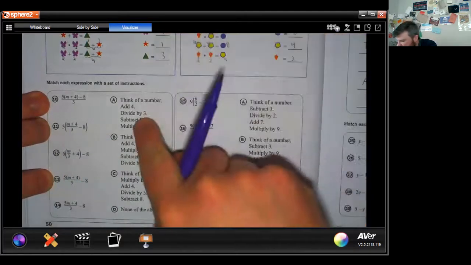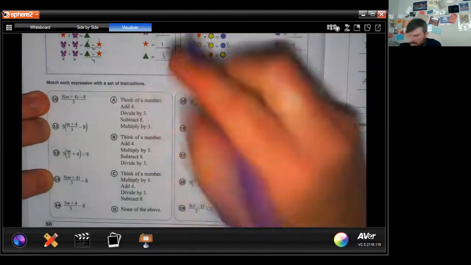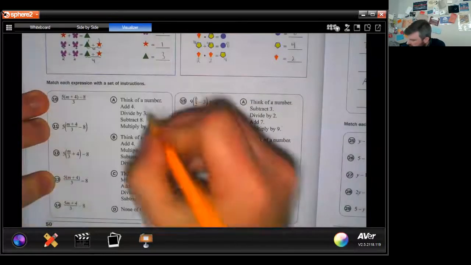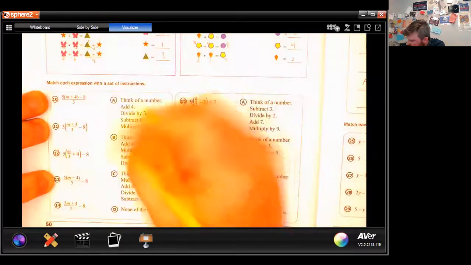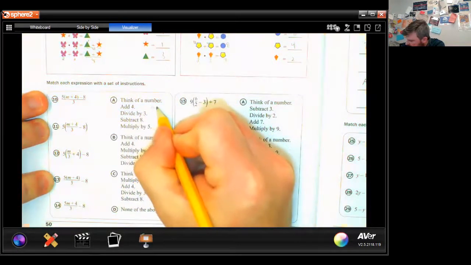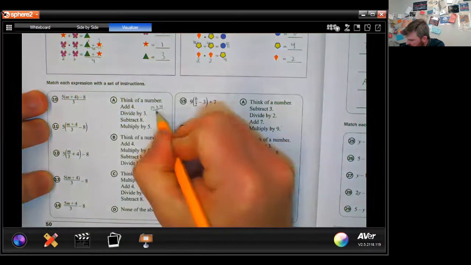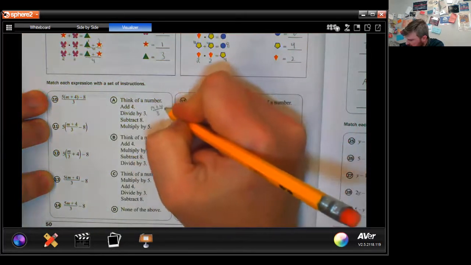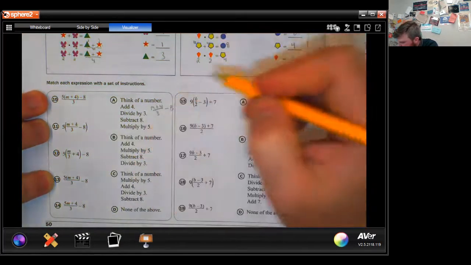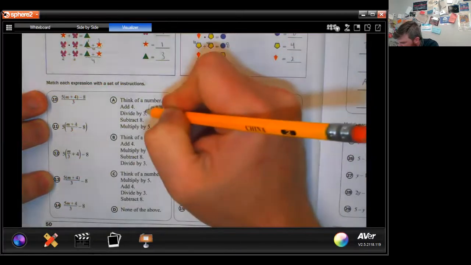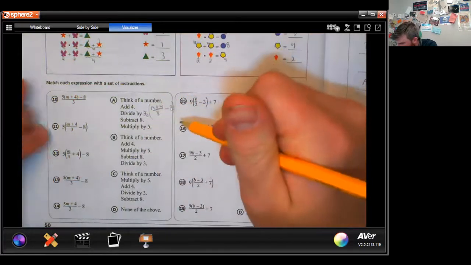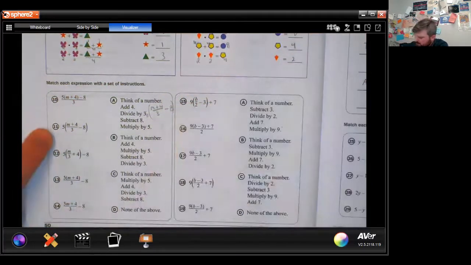Then divide by 3. So you can write it out over here. You've got, think of a number, they're using m. So m plus 4, divide by 3, subtract 8, and then take that whole thing times 5. Anything look like that? It looks like this one does.